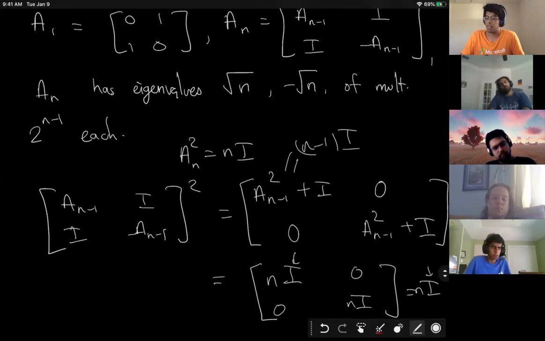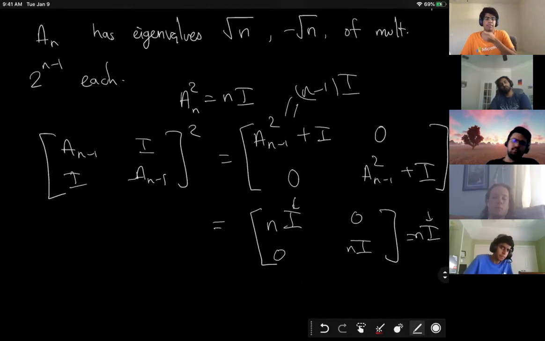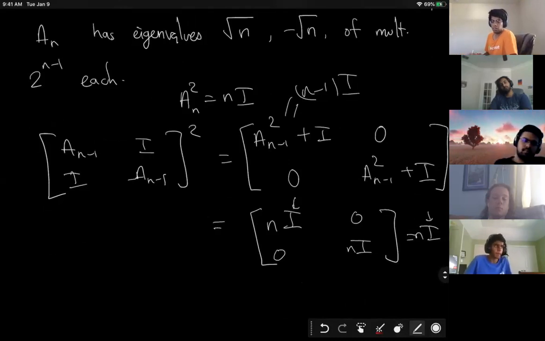Does anyone have any ideas on proving the multiplicity part? This proves that the eigenvalues have to be root n and negative root n. How do you prove that half of them are root n and half of them are negative root n?